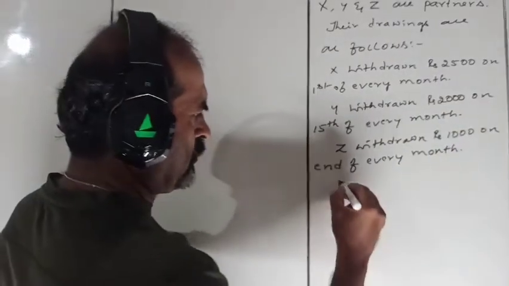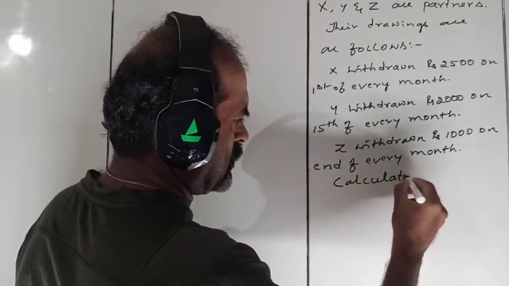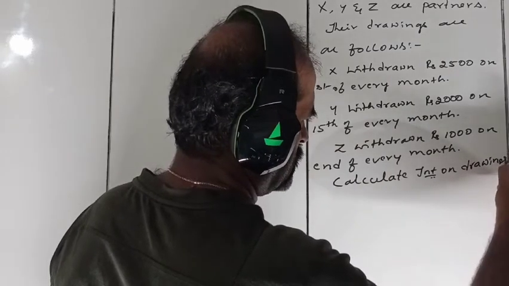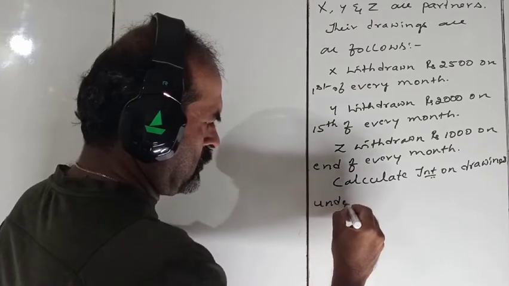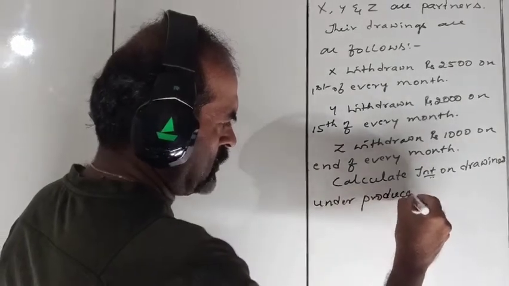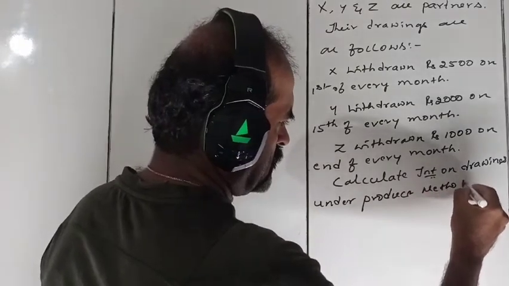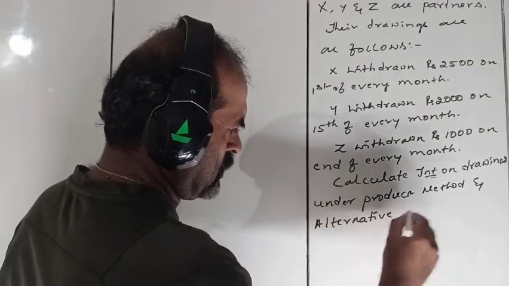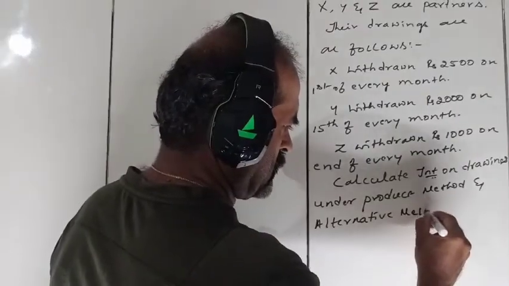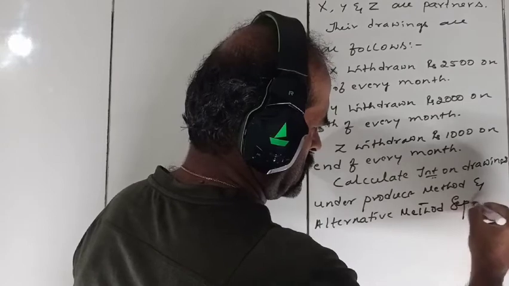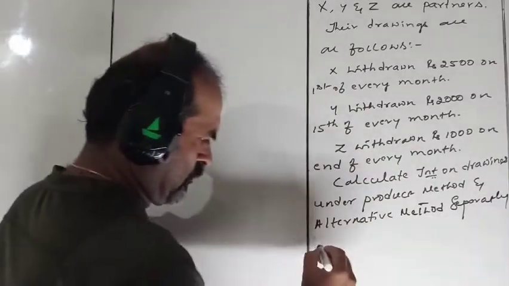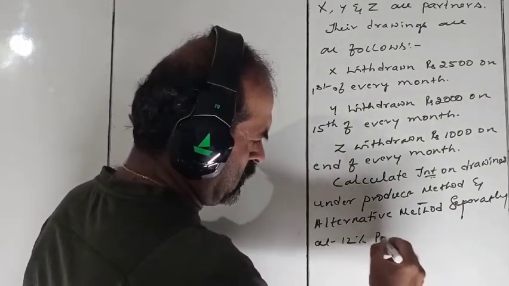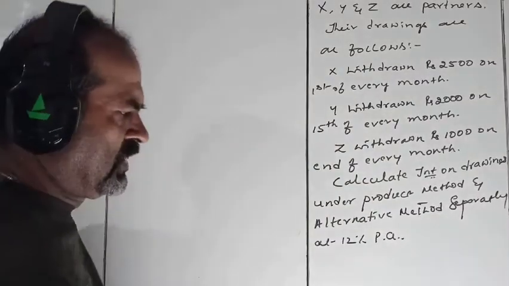The next line: calculate interest on drawing under product method and alternative method separately at 12% per annum.